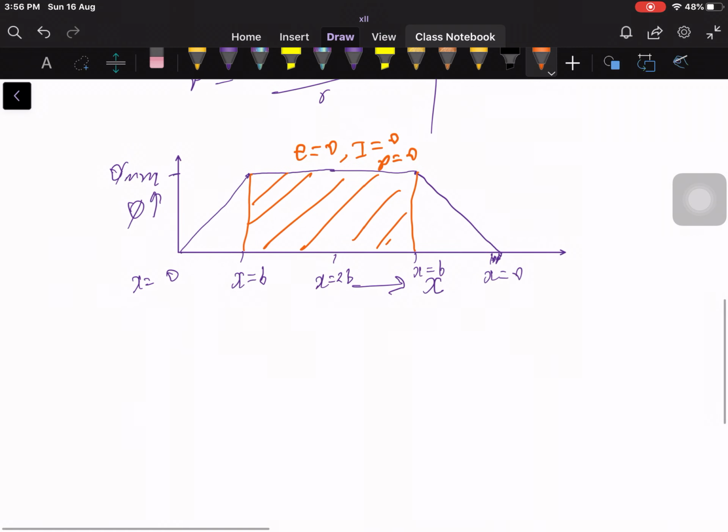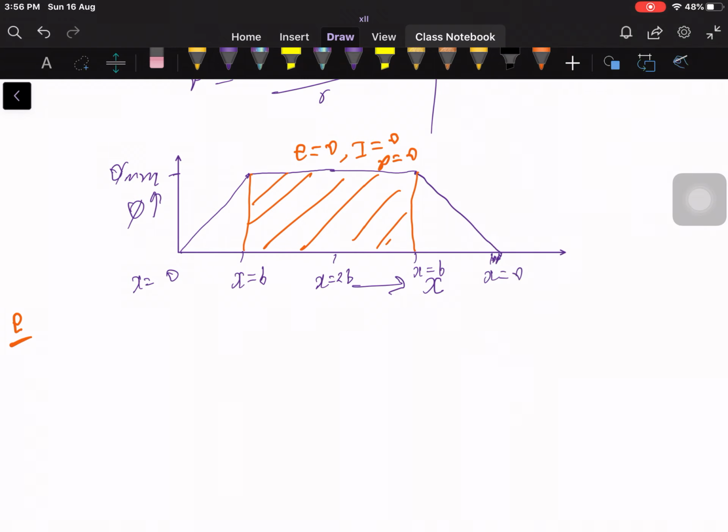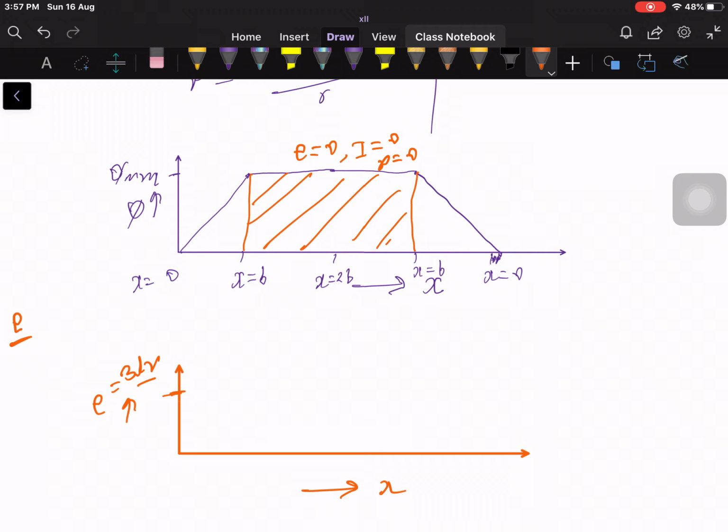Okay, now if we talk about drawing the graph for E, let's see, we are going to draw the graph for E. I'm taking this graph once again and plotting it here. Assume this is x and now it is E. Maximum E we have calculated, that is BLV. So I'm assuming it is the point where it is maximum.